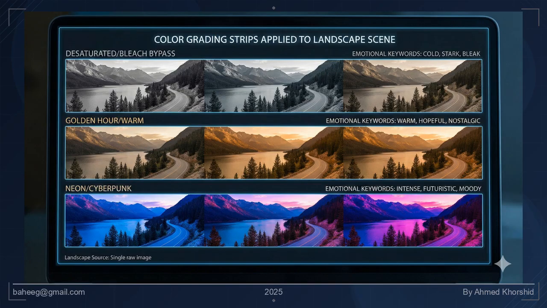Figure: extra detailed AI-ready prompt for an AI-generated diagram showing 3 color grading strips applied to the same landscape scene. Strip 1, desaturated bleach bypass, gray-silver tones. Strip 2, golden hour warm, gold-orange tones. Strip 3, neon cyberpunk, pink-blue tones. Labels showing the emotional keywords associated with each strip.